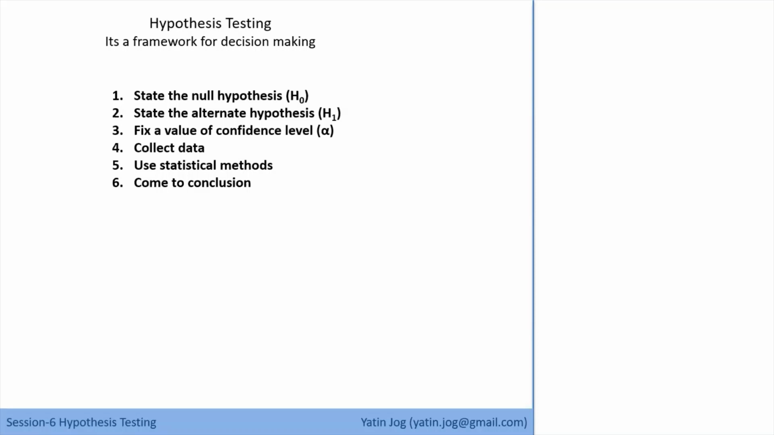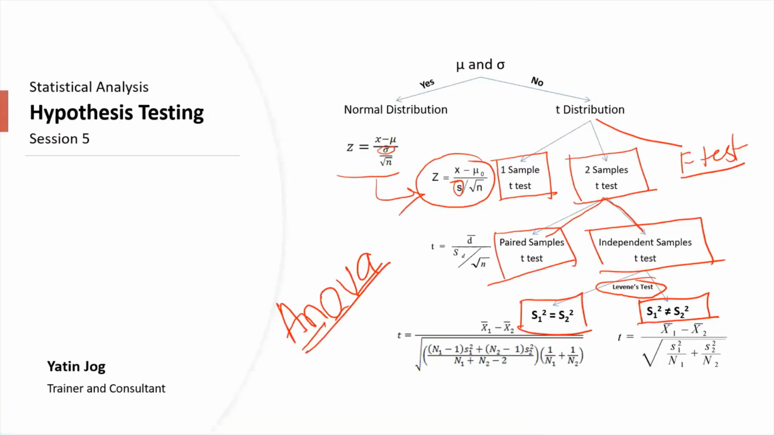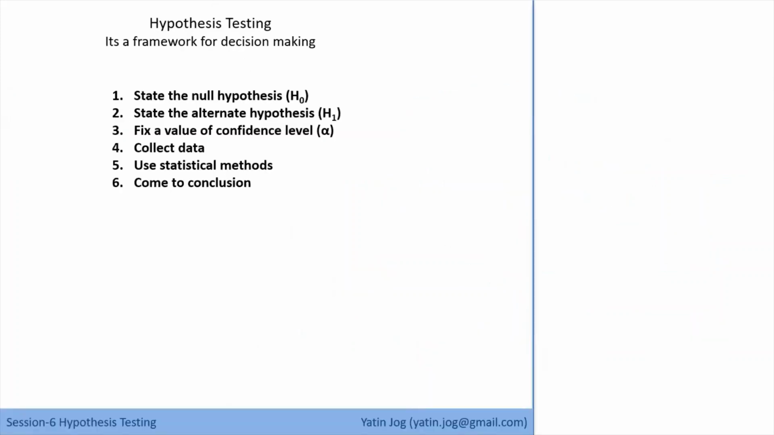Step number 5 is then you have to use a specific statistical method. Whatever method we have discussed, either based on samples or based on what type of parameters, you have to select an appropriate statistical method, and then you have to come to a conclusion whether to accept or reject that hypothesis. So this is a 6-step approach for making any decision in hypothesis testing, and you have to follow these 6 steps only.